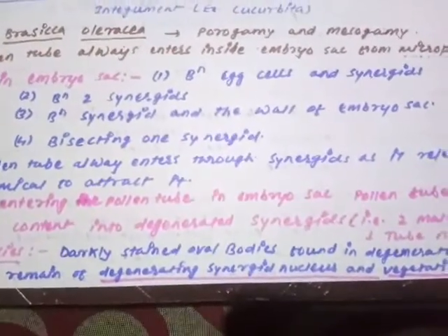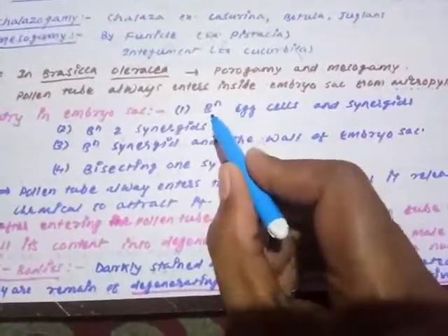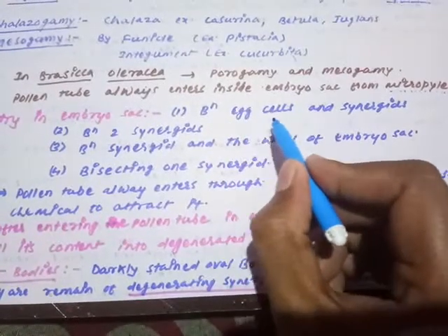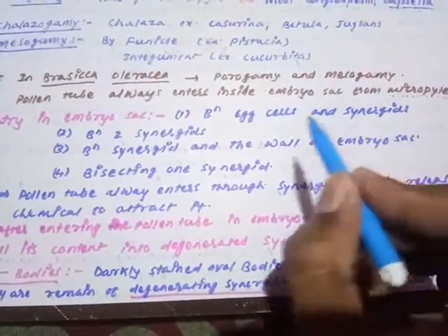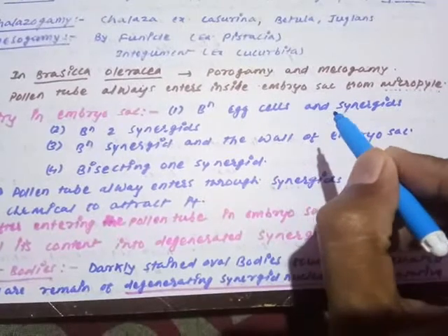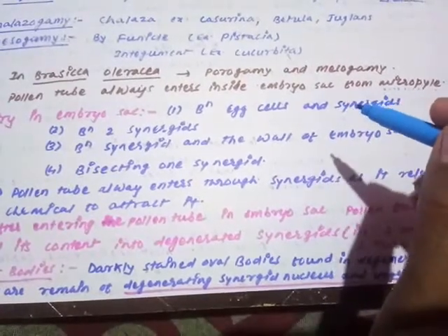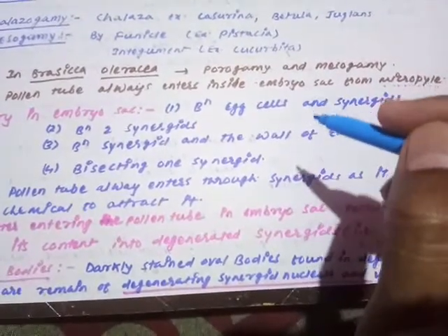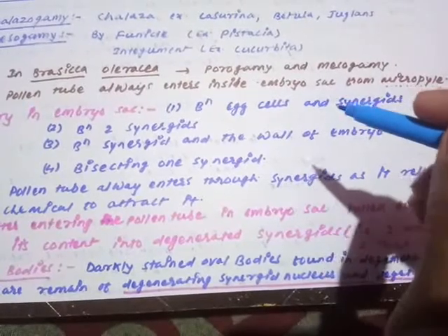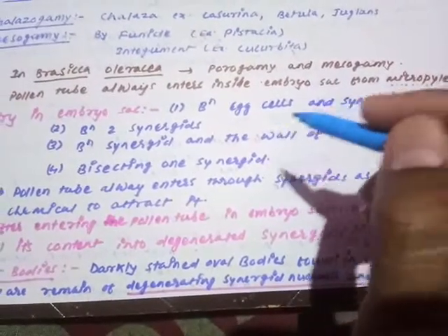Inside the embryo sac, since the egg apparatus is present there, it will always have to take the micropylar pathway. So what is the way to enter inside the embryo sac? The first one, it can enter in between the egg cell and the synergid cell. In between the egg cell and the synergid cell means it will bisect the synergid cell. It will take the passage in between the synergid cell and the egg cell.